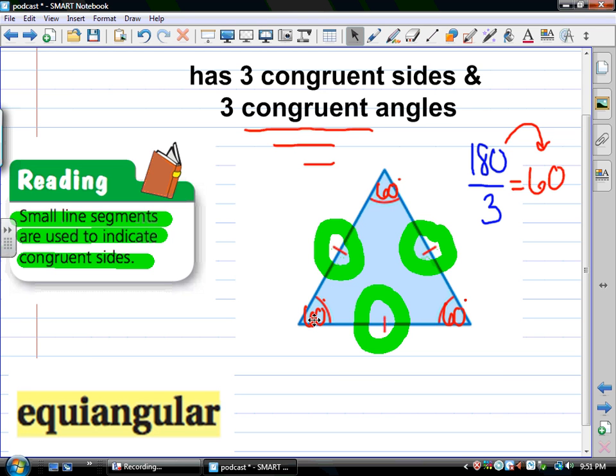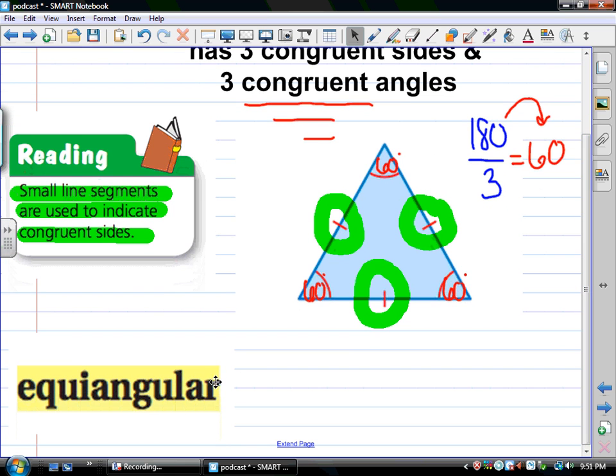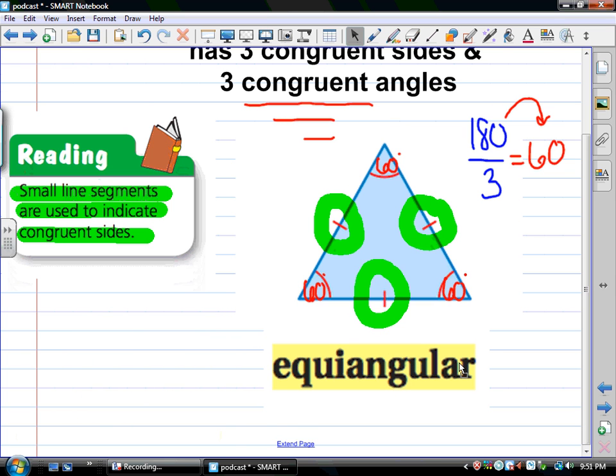6 and 6 is 12. 12 and 6 is 18. Tack on a 0. 18 with a 0 behind it. 180. Special name for the angles in an equilateral triangle. We say the angles in an equilateral triangle are equiangular. They're all equal.